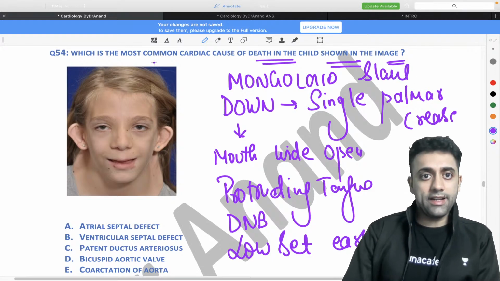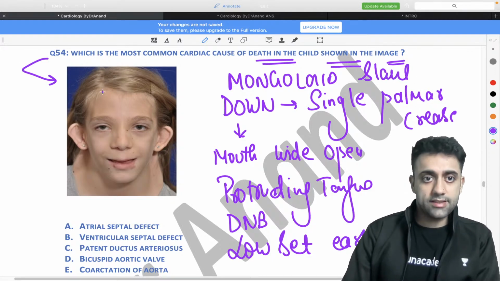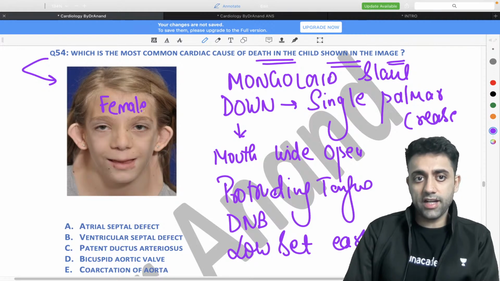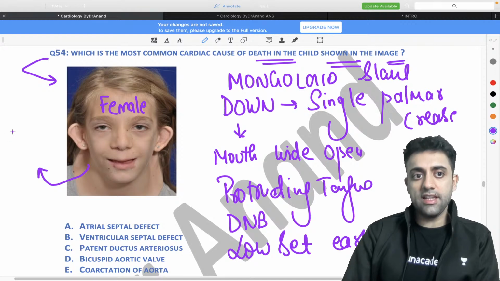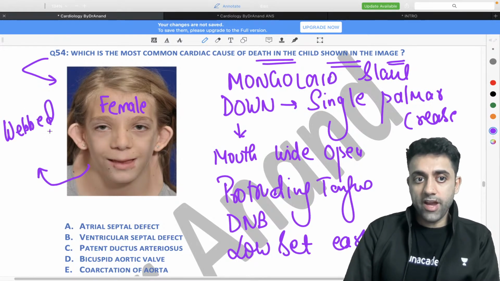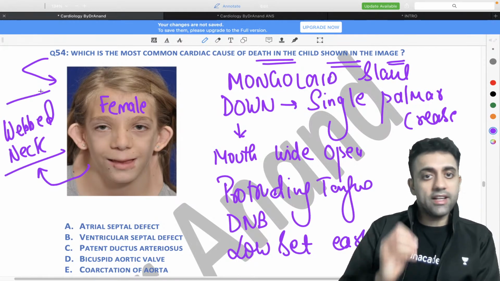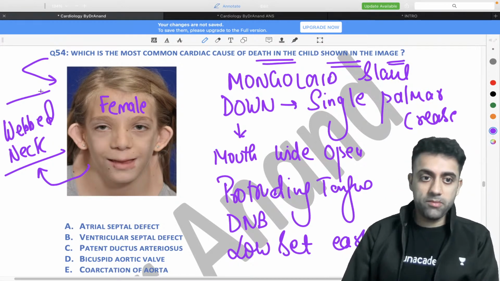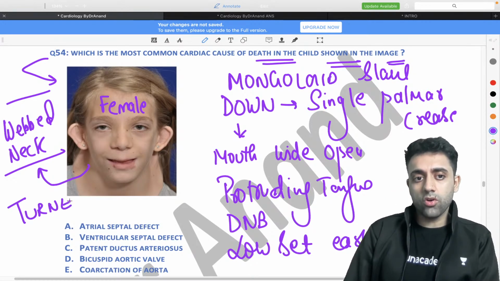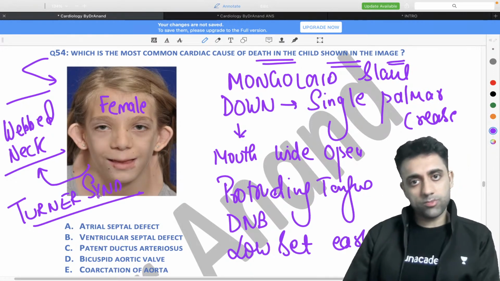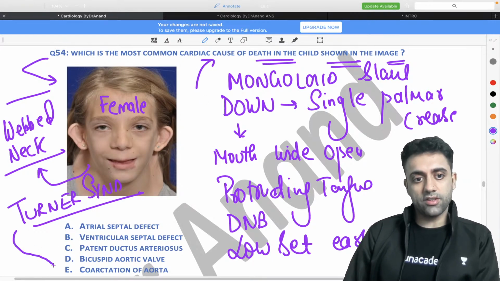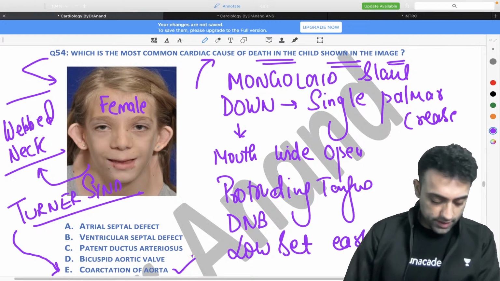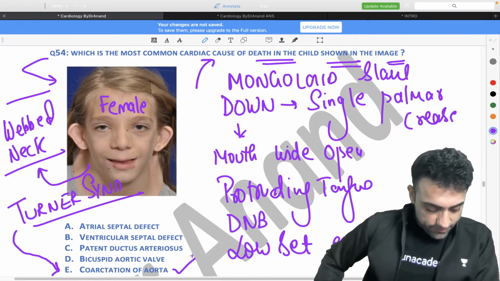But right now, what is this picture? This is a female child. Forget male or female, what can you see? Can we see a webbed neck? Webbed neck is not seen in Down syndrome. Webbed neck in a female is seen in Turner syndrome, yes or no? Turner syndrome. And the most common congenital heart disease in Turner syndrome is bicuspid aortic valve. But I'm asking the cardiac cause of death. The most common cause of death in Turner syndrome is coarctation of aorta. Okay, understood?